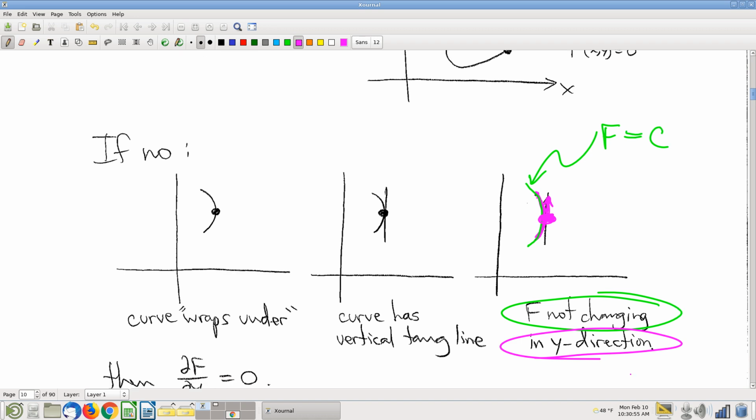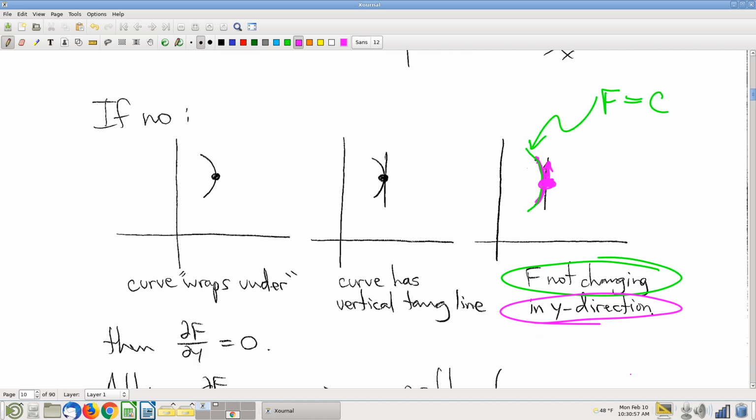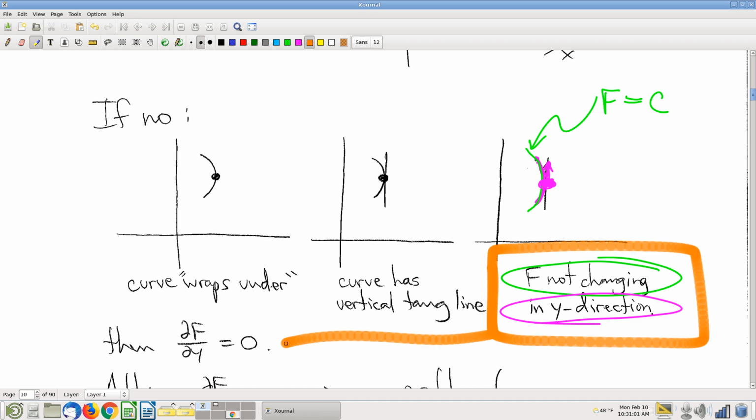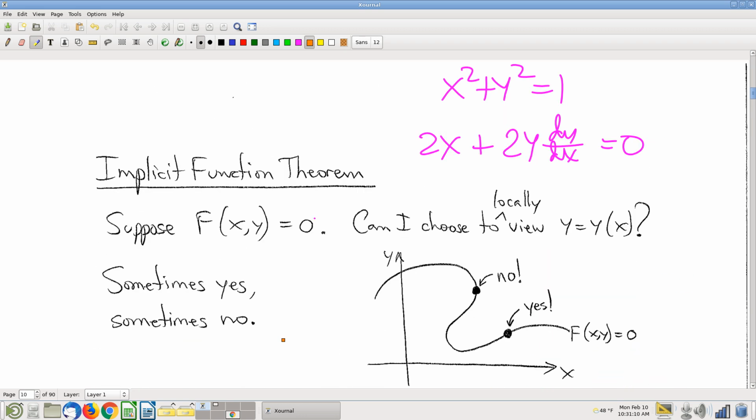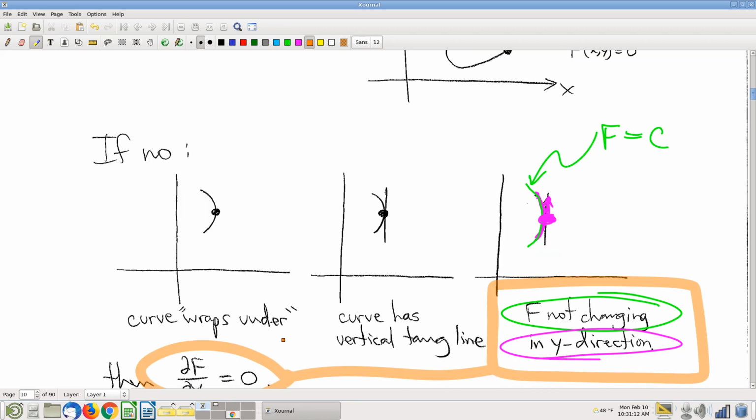And we have a real easy way to write that down. If the function's not changing as you move in the y direction, then the y partial is equal to 0. Okay, now again, so what? I mean, we were looking for how can I decide if I can view y as a function, and this does not explicitly give it to us.